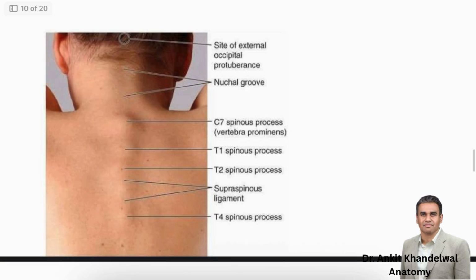Here we are showing you an image where the neck is slightly flexed and the arms are pulled forward or protracted to show you a few spinal levels. So you can see the C7, that is the vertebra prominens, and T1 also. Both C7 and T1 have more prominent spinous processes, and subsequently you can see the T3, the supraspinous, and the T4 spinous processes.